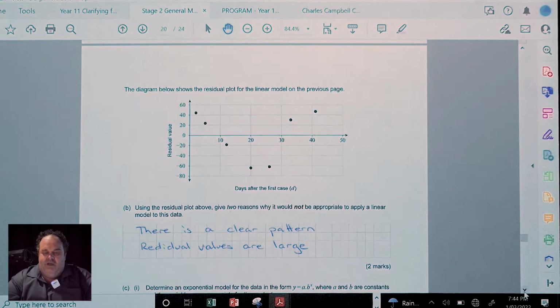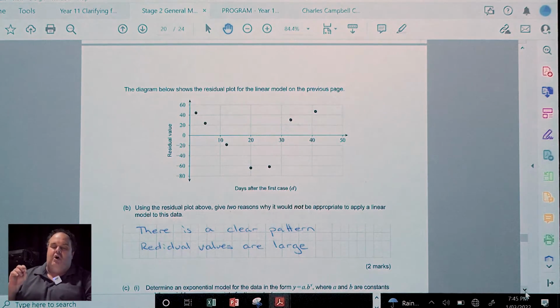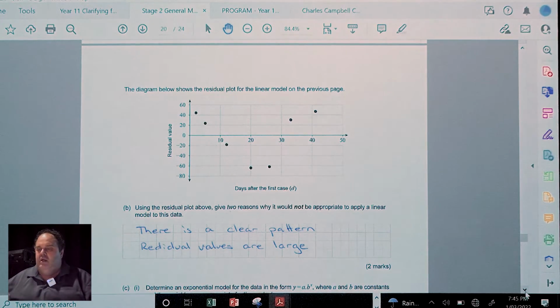Part B asks the students to only use the residual plot above. Therefore, they can't go and start talking about the shape of the graph or the R-squared values, because that's not part of the residual plot. So this is where the students have to understand, what does the residual plot tell me? Well, we know the linear model won't fit because there is a clear pattern, or it appears like a pattern. So that's their first point. Most students identified that one.